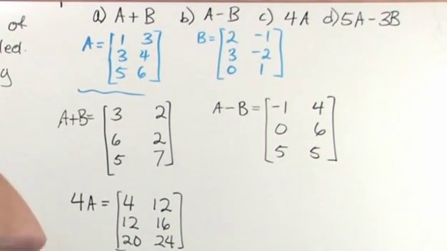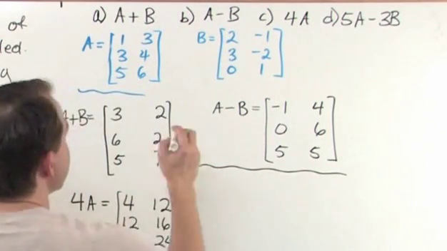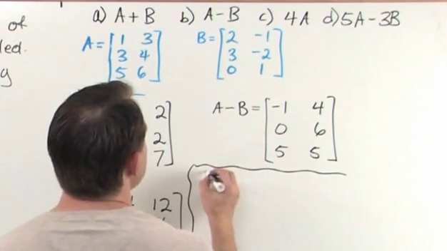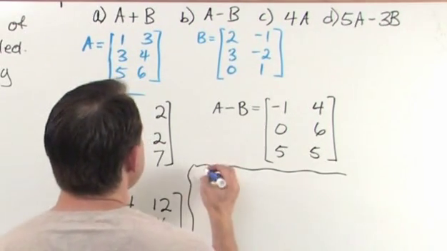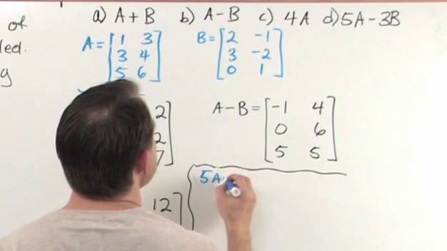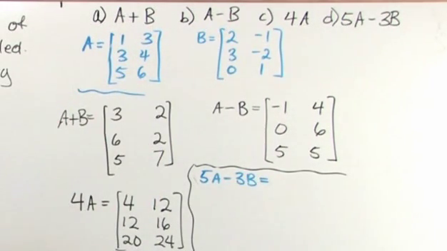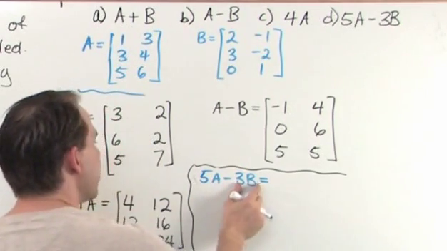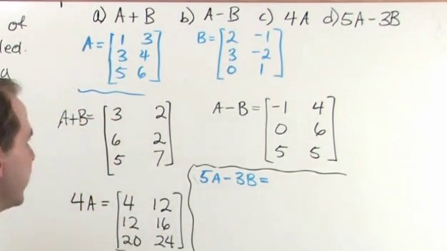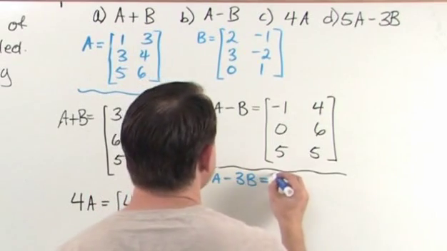Now, if I wanted to do the last part, which is 5a minus 3b, okay, then just like anything else in life, you need to do the multiplication first, and then you subtract the results. So we're going to do everything exactly the same as the order of operations from regular old algebra. Okay, so let's multiply by a scalar here.